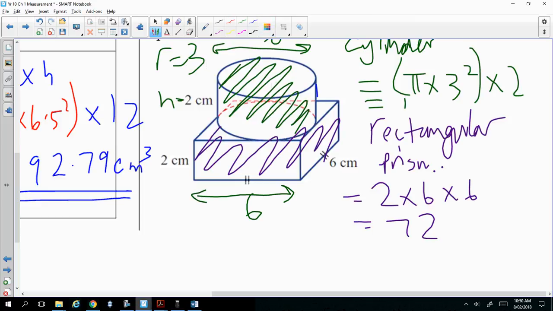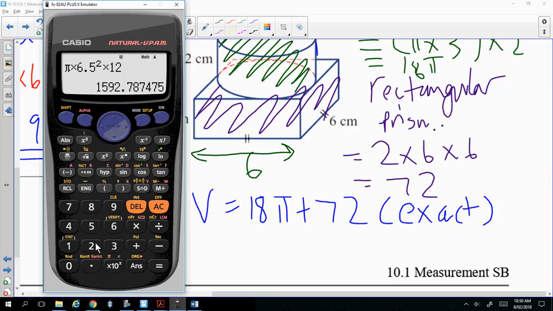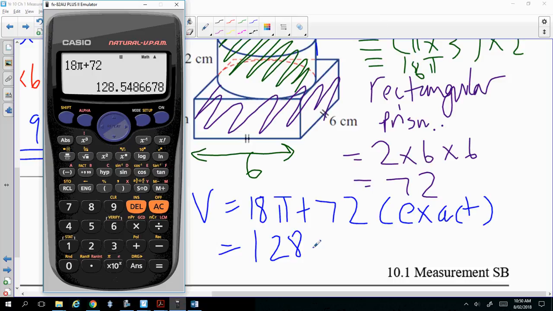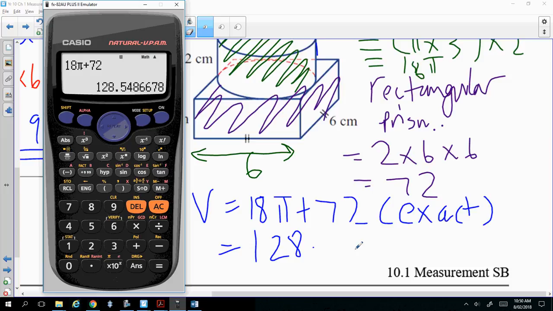And then we're going to add them together. So we write volume equal to 18 pi plus 72. That will be the exact form. And if you want it to be in 1 decimal place, you can write 18 shift pi plus 72 equal 128.55. Oh, sorry, 1 decimal place, oops. So it will be 128.6 cubic centimeters.